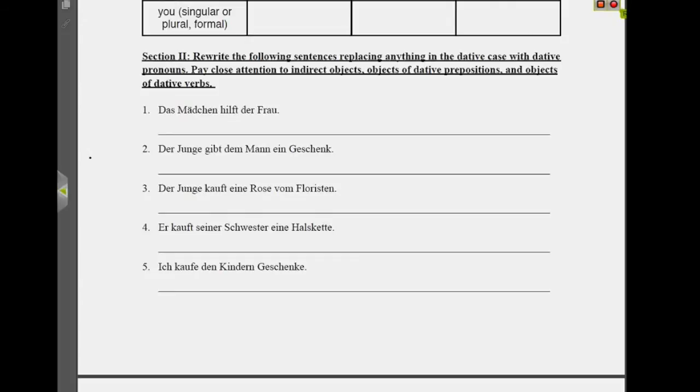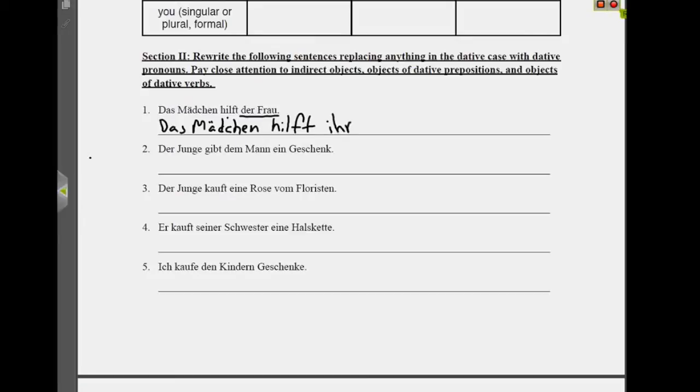Now in section 2 it says to rewrite the following sentences to replace anything in the dative case with a dative pronoun. Pay close attention to indirect objects, objects of dative prepositions, and objects of dative verbs. So, the first one here we have das Mädchen hilft der Frau. Normally, Frau is feminine and it says die Frau, but because helfen is a dative verb, we have to have here a dative object, der Frau, instead of die. So we're going to replace der Frau with a pronoun here. So we keep das Mädchen hilft, and we change out der Frau. If you notice that der Frau, we notice that we also have to have a pronoun that reflects that.